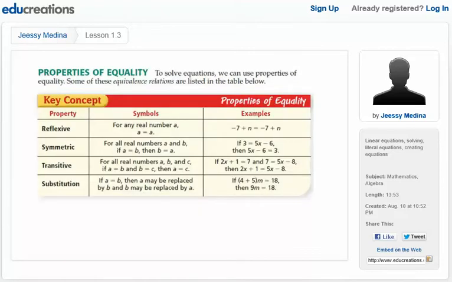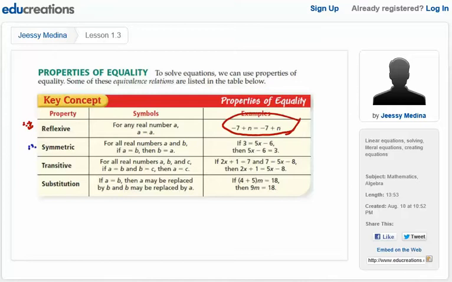Alright, in this table what we have is the properties of equality, and this is what allows us to solve equations. So we have the reflexive property right here. Basically what this says is that a is equal to itself, a equals a, like minus 7n is the same thing as minus 7n, and minus 7 plus n is the same thing as minus 7 plus n. Reflexive.